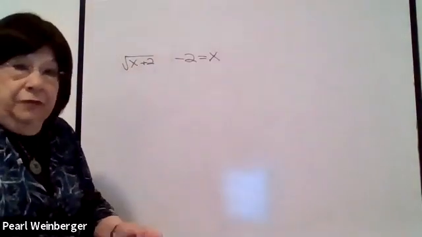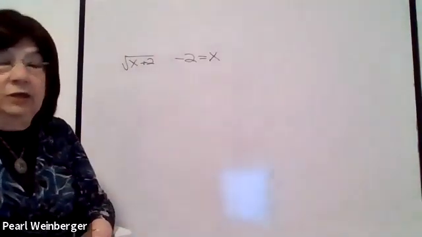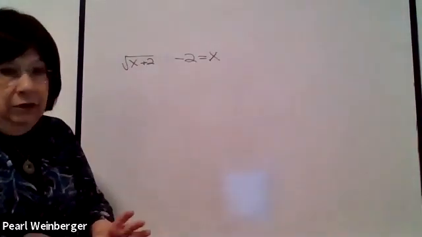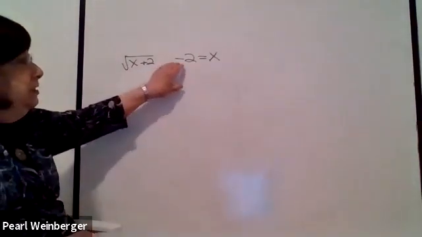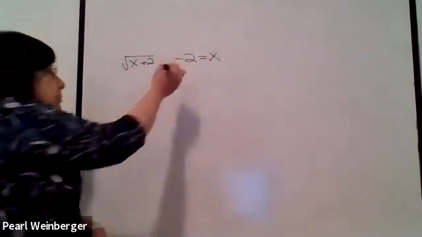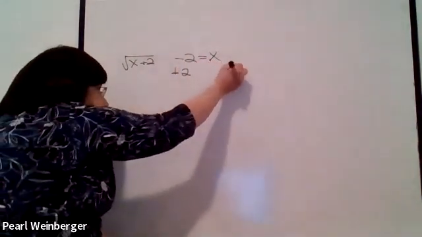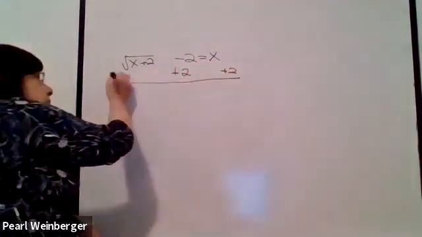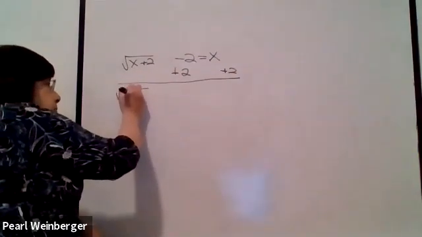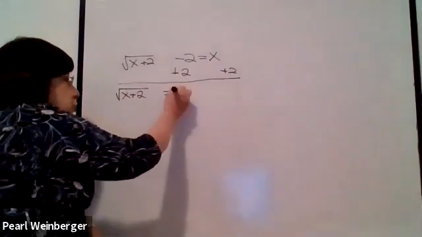And we know that the first step that we usually do when we want to solve an equation is we want to get the radical all by itself, which means that this minus 2 out here has to go to the other side. So I'm going to bring 2 to both sides. I'm going to add 2 to both sides, so that I'm left with the square root of x plus 2 equals x plus 2.